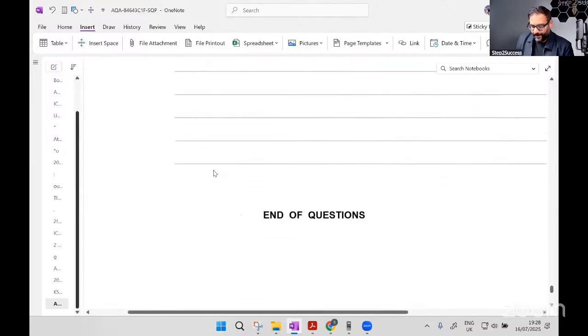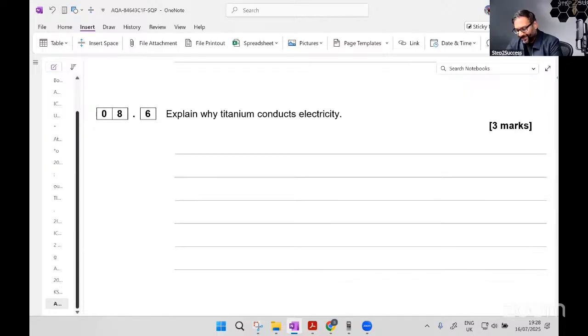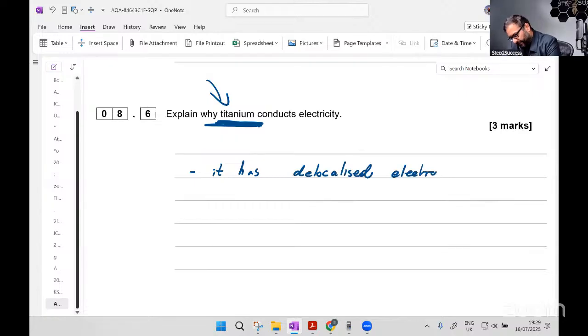And then the last question, why titanium conducts electricity. Whenever you get a question about any metal and why it conducts electricity, the answer is always the same. This could have said copper, it could have said something else. Why does this metal conduct electricity? It's because all metals have delocalized electrons. That's the first thing. Delocalized means free, and it means that they can move around. So we want to get another mark for saying that. Delocalized electrons, which are free to move around.